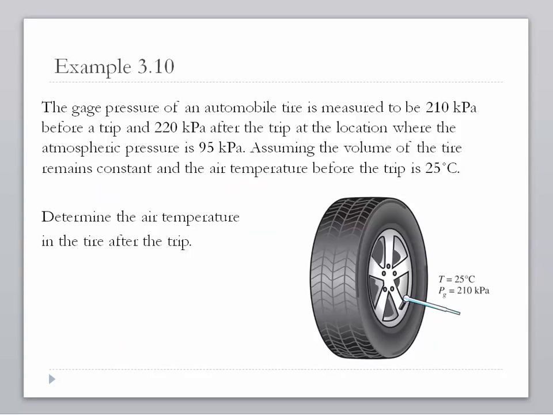So let's go over example 3.10. In this example, the gauge pressure of an automobile tire is measured to be 210 kilopascals before a trip, and 220 after the trip. In this location, the atmospheric pressure is equal to 95 kilopascals. Assuming that the volume of the tire remains constant throughout the trip and the air temperature before the trip was 25 Celsius, we need to determine the air temperature in the tire after the trip.